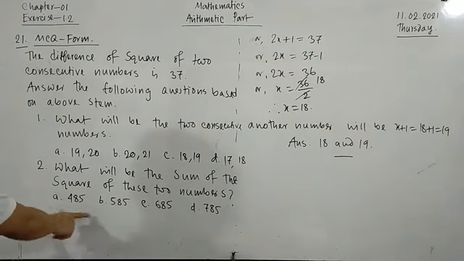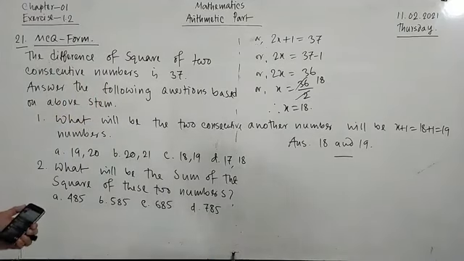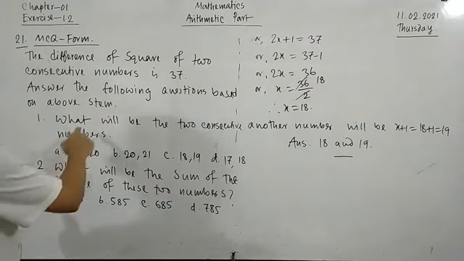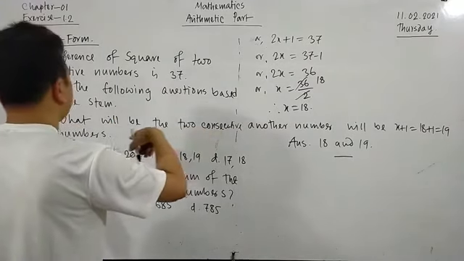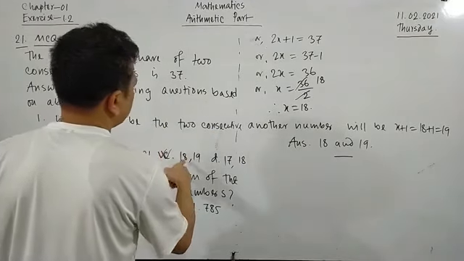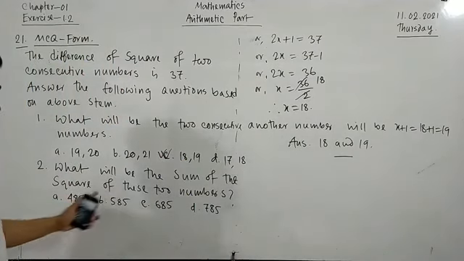So 485, 585, 685, 785. Which one of the following is correct? Okay, these kinds of questions you are going to face. So I think we already know this number. What will be the two consecutive numbers? Already we know that they are 18 and 19. Okay, what will be the sum of the squares of these two numbers?